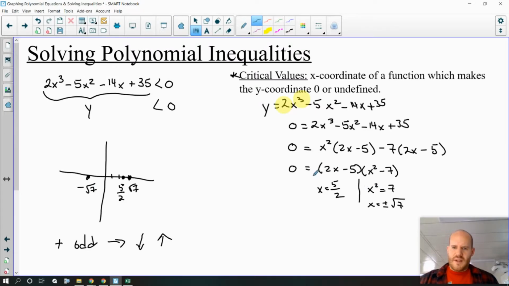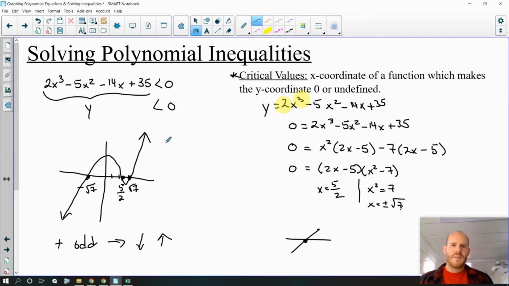Since none of these roots have any multiplicity, or you could think of it as multiplicity of 1, all of these roots will pass through the x-axis. So starting from the lower value, I'd come up to negative rad 7, pass through the axis, at some point turn around to come back to 5/2, pass through the axis, and then turn around to go back through the positive square root of 7, confirming that I'm falling to the left, rising to the right, and I only pass through the axis at a root.